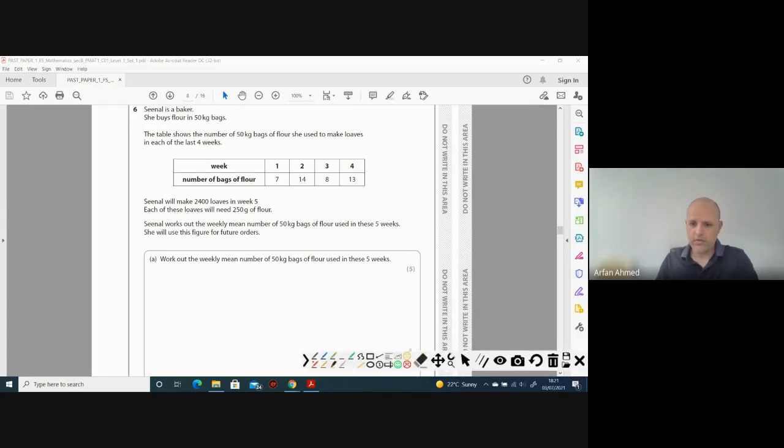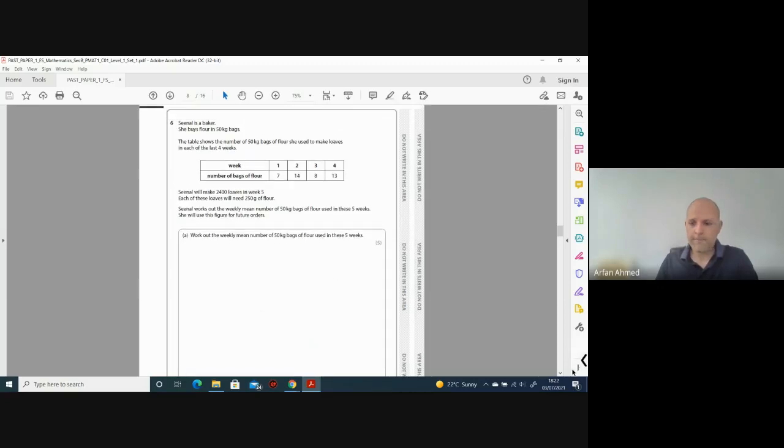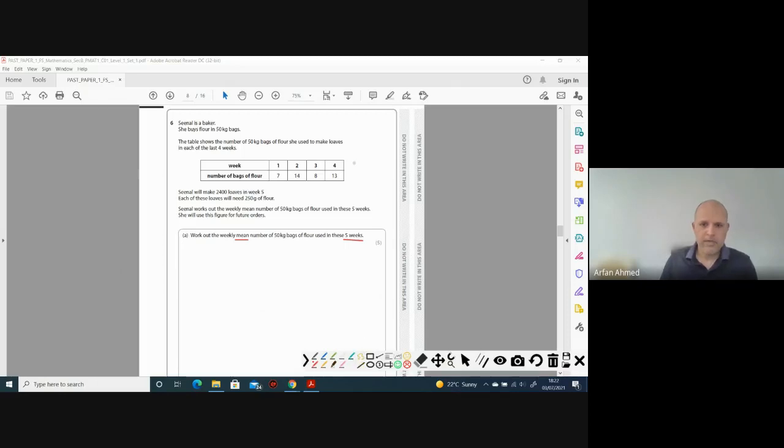Good question. There's a lot of information in there. That's why it's worth 5 marks. So let me highlight some of the key words. It's definitely to do with mean for 5 weeks. Well, we've only got 4 weeks in the table, so we definitely need a figure here for the 5th week. How are we going to get the number of bags for the 5th week? Let's have a look at the information. Oh, there you go. There's the information about the 5th week right here.